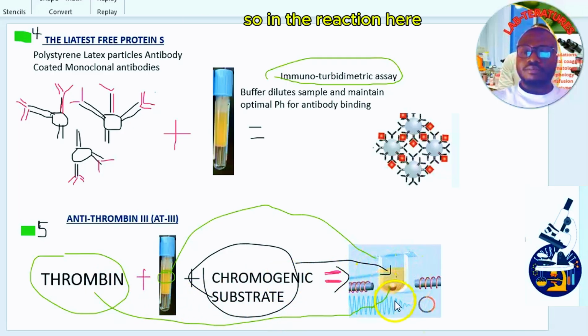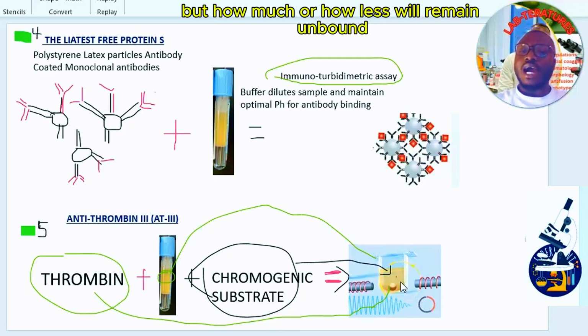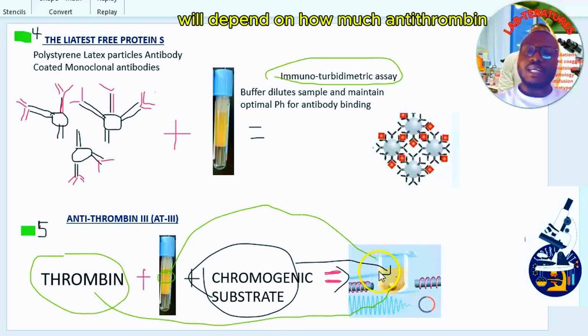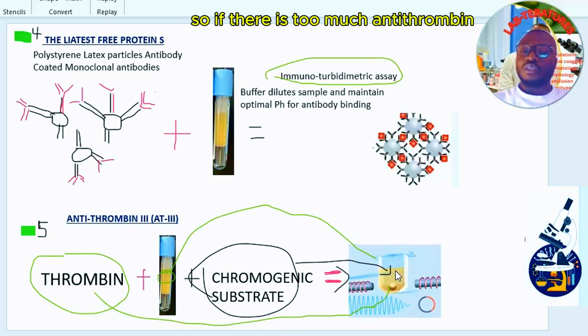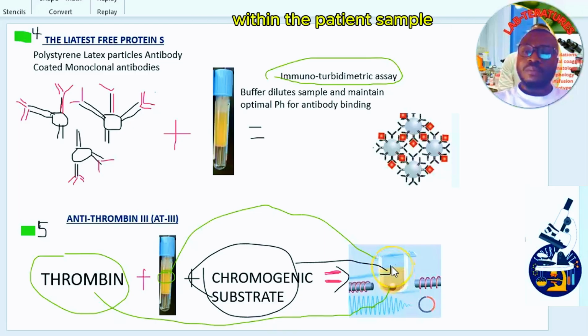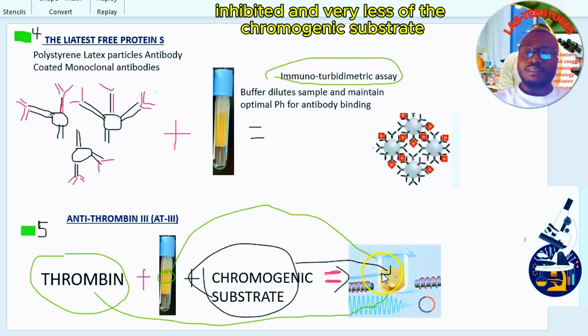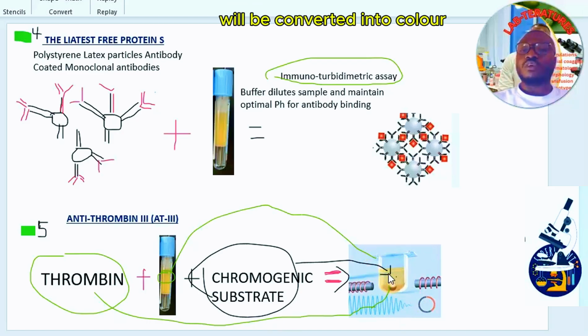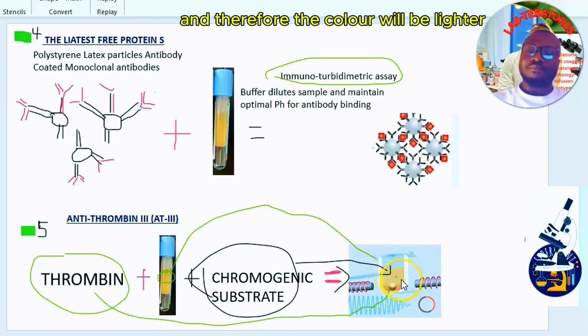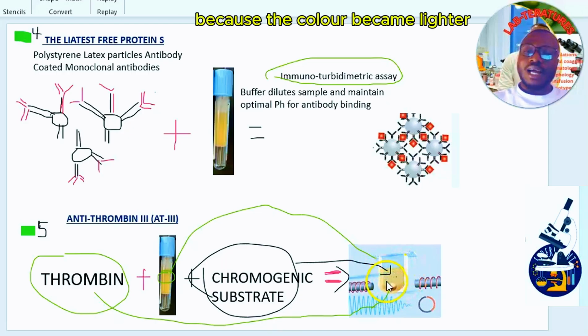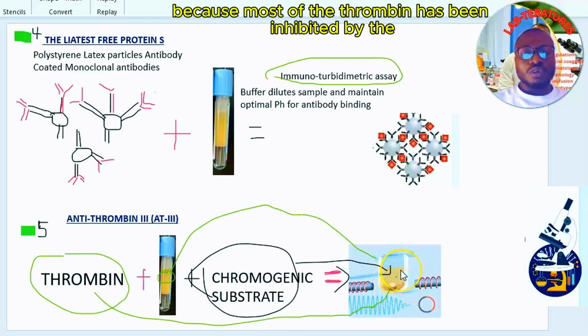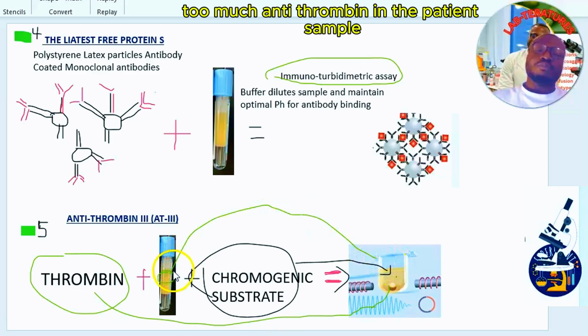So in the reaction here, we will begin with the patient sample plus a known amount of thrombin. The antithrombin in a patient sample will bind to this thrombin, and some of the thrombin will remain. But how much or how little will remain unbound will depend on how much antithrombin came from the patient sample. So if there is too much antithrombin within the patient sample, most of the thrombin will be bound, inhibited, and very little of the chromogenic substrate will be converted into color, and therefore the color will be lighter. This is inversely proportional because the color became lighter because most of the thrombin has been inhibited by the too much antithrombin in the patient sample.